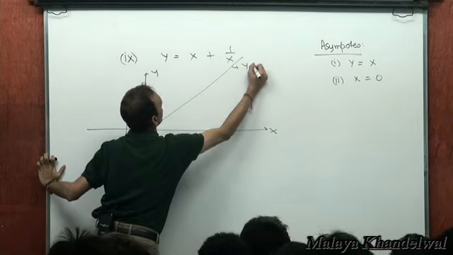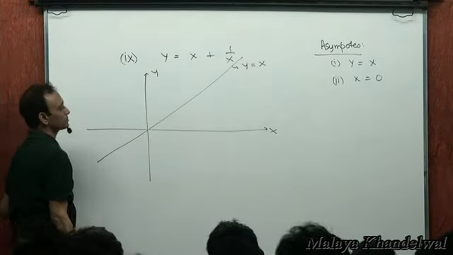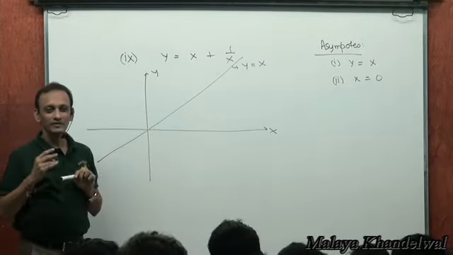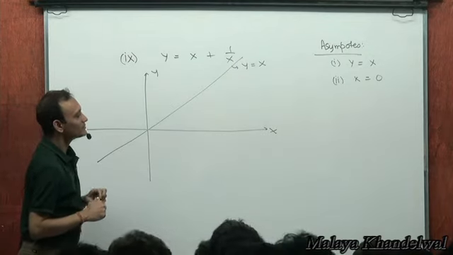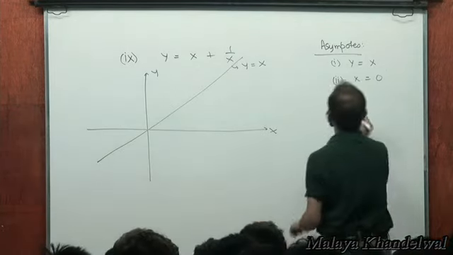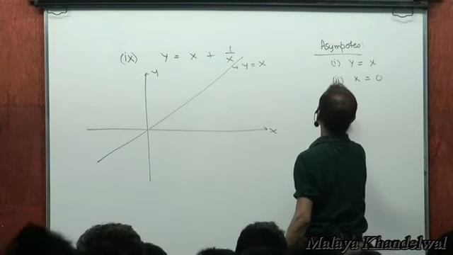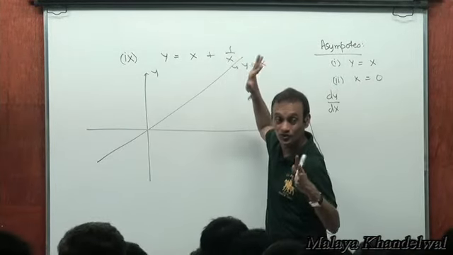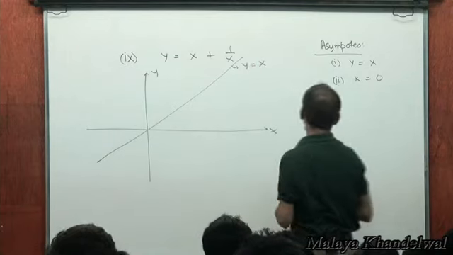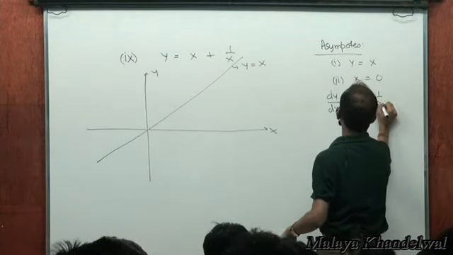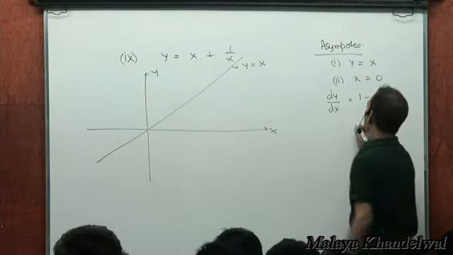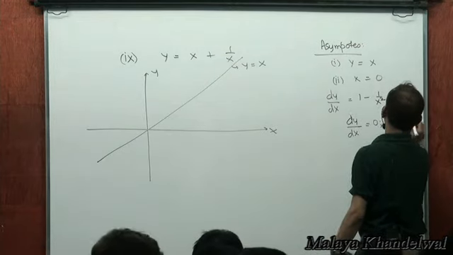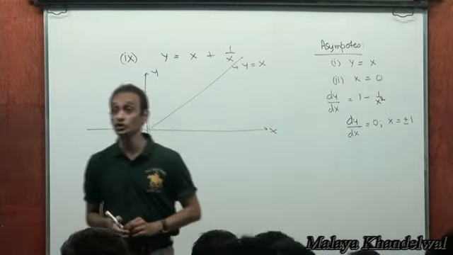This is y equal to x, an inclined asymptote, and the y-axis is also an asymptote, right? Now, what is dy dx? There are no real roots of x squared plus 1, since it will never be 0. Dy dx is 1 minus 1 by x squared, and dy dx becomes 0 at x equal to plus minus 1.